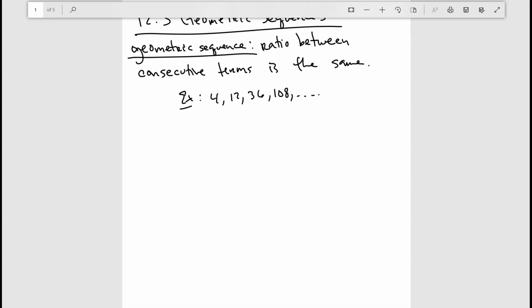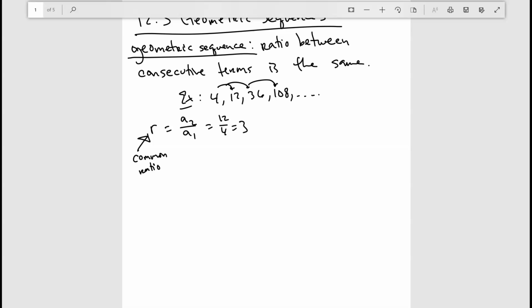So the common ratio is going to be R. This R is going to be called the common ratio. Just like how we had a common difference in the arithmetic sequence, in the geometric sequence we're going to have a common ratio. A way that you can figure out what the ratio is, just take the second term and divide it by the first term. So in this case, I take 12 divided by 4. That's going to give me 3. This tells me that each term is being multiplied by 3 each time.